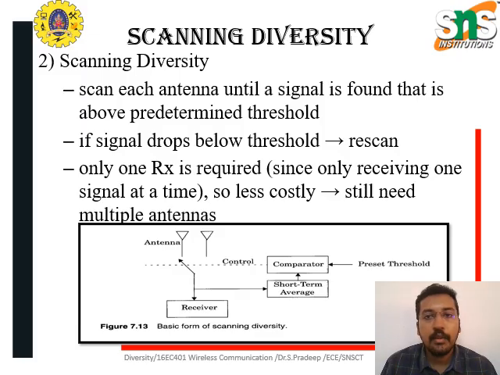Next one is scanning diversity. It is also known as feedback or switch and stay combining. It is a diversity technique in wireless communication where multiple signals are scanned in a fixed sequence until one with a signal to noise ratio above a threshold is found. This selected signal is then continuously received until it falls below the threshold, at which point the scanning process restarts. This technique helps improve the reliability of wireless communication by exploiting the random nature of signal propagation and selecting the strongest available signal at any given time.